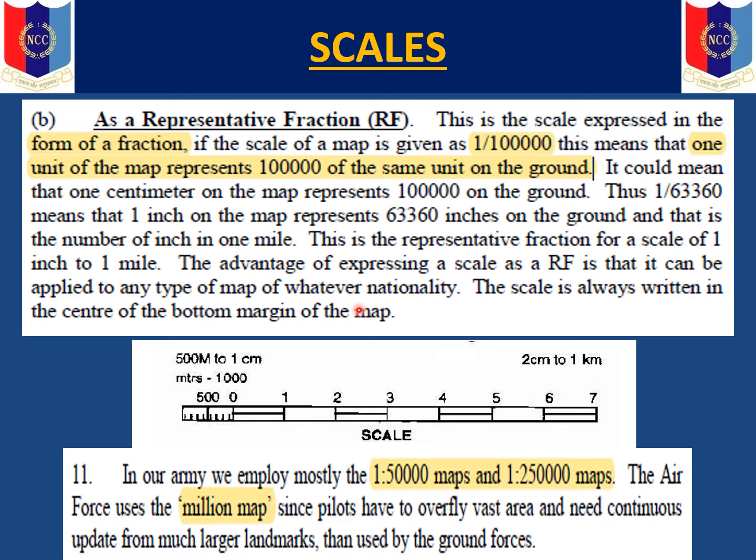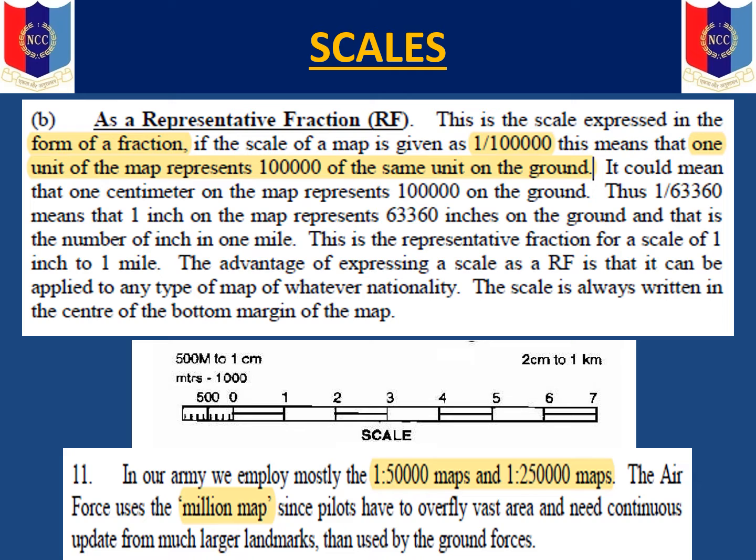There are two methods of expressing a scale. The first one would be in words. For example, 1 inch to 1 mile, it means that 1 inch on the map represents 1 mile on the ground. And the second would be as a representative fraction. Now this is the scale expressed in the form of a fraction. If the scale of a map is given as say 1 upon 100,000, this means that 1 unit of the map represents 100,000 of the same unit on the ground.